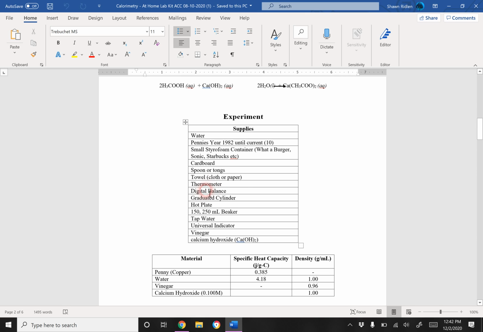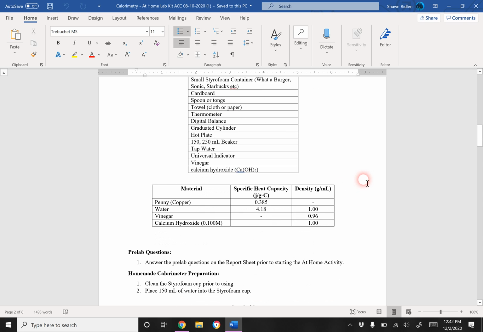You'll need your thermometer, your digital balance, and your graduated cylinder, as well as your hot plate, beakers, tap water. You don't need indicator, vinegar, or calcium hydroxide. That's for the acid-base neutralization. Let's look at a few things here. They give us the specific heat of the pennies and the specific heat of the water, as well as the density of water, the density of vinegar, and the density of a calcium hydroxide solution. We won't need those last two numbers, but these first two numbers and the density of water will come in handy.